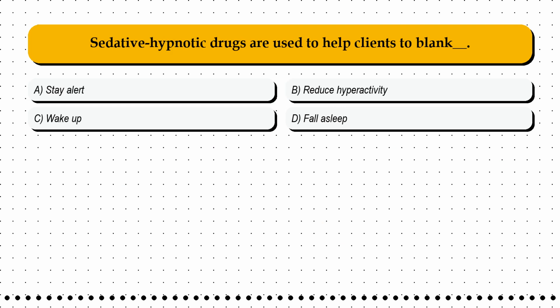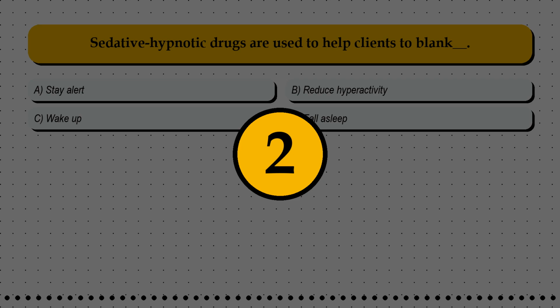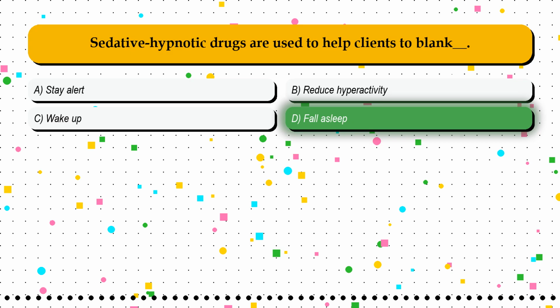Question 163. Sedative hypnotic drugs are used to help clients to blank. Option A. Stay alert. Option B. Reduce hyperactivity. Option C. Wake up. Option D. Fall asleep. The correct answer is option D.